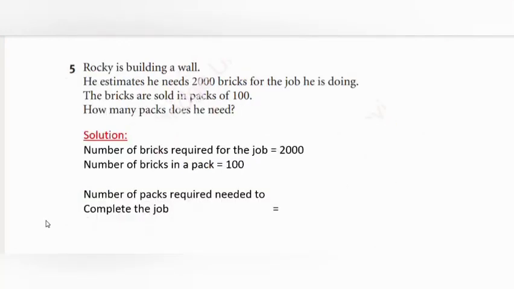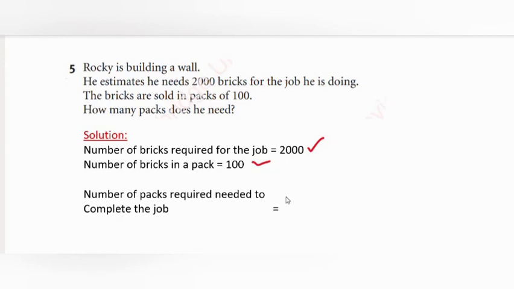And now in question 5, Ricky is building a wall. He needs 2000 bricks to complete the job. The bricks are sold in packs of 100. So one pack of bricks has 100 bricks. So how many packs does he need? How many packs are required to complete his job is what we are going to find out now. So you can see here, number of bricks required is 2000. The number of bricks in the pack: one pack of bricks has 100 bricks. Okay. So number of packs required. So how many packs are required for him to buy and get his job completed?